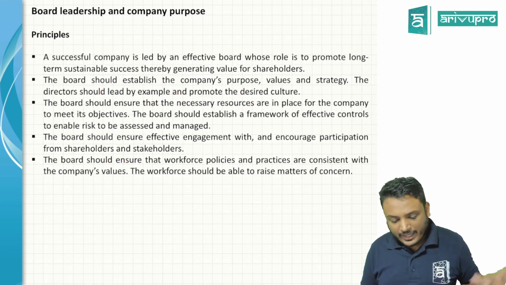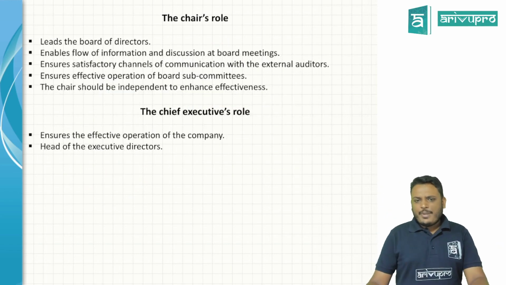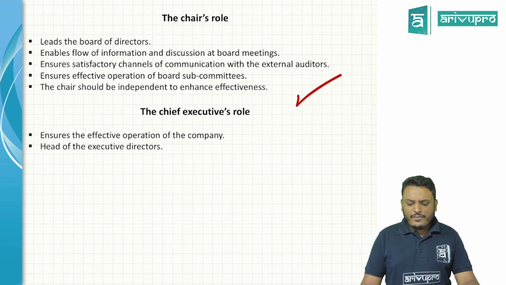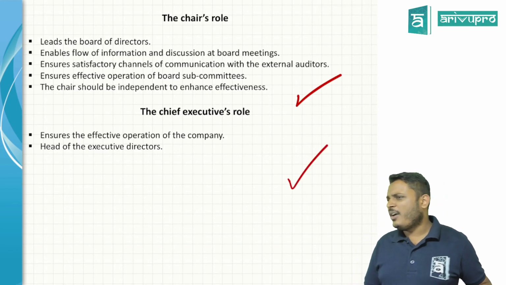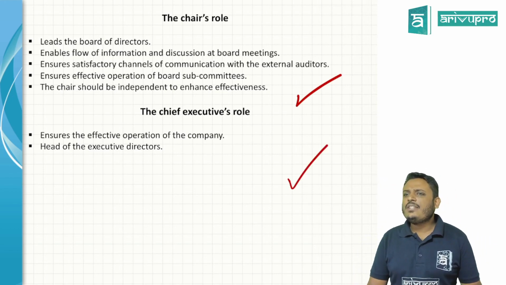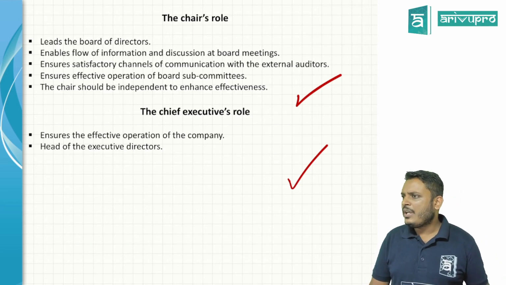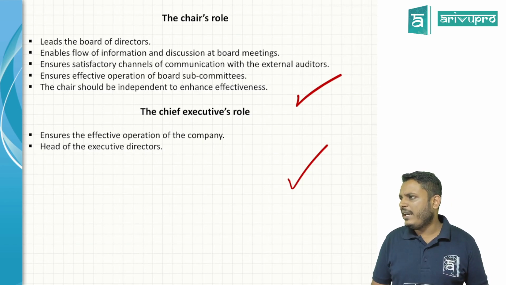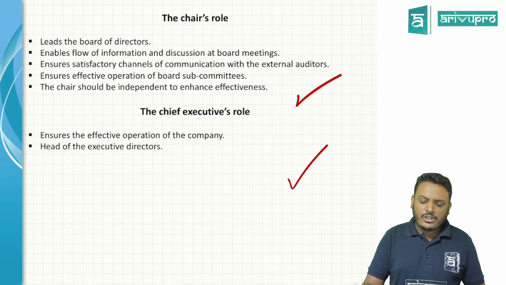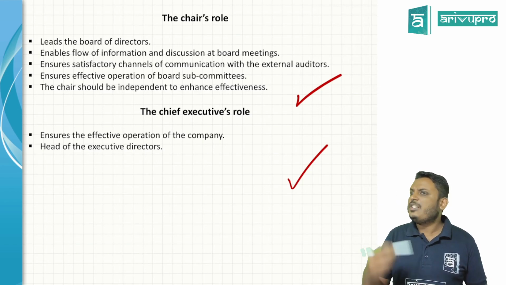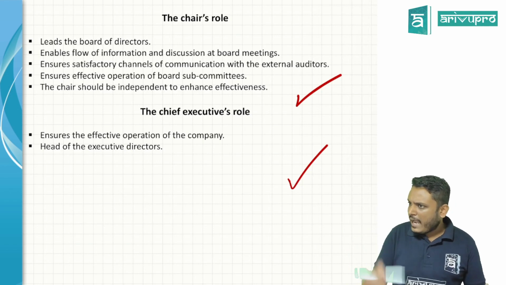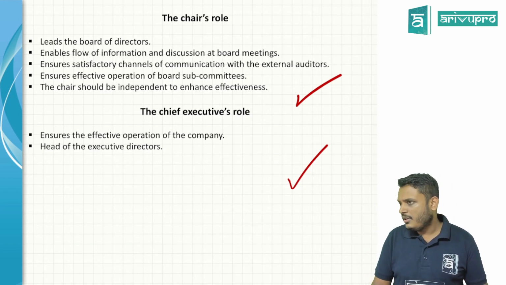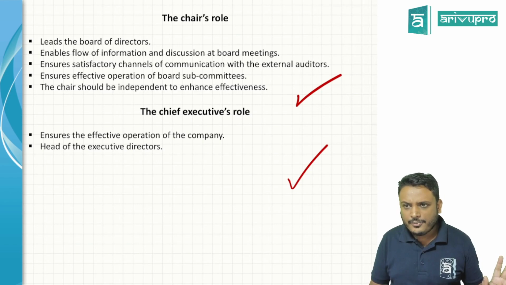Next one. Chairman's role I am not going to discuss. Chief executive's role I am not going to discuss because I already discussed it. CEO is the head of executive directors. Chairman is the head of the board and he is leading the non-executive directors. Both chairman and CEO roles need to be split. The same person cannot play both roles. Understood? This part clear?